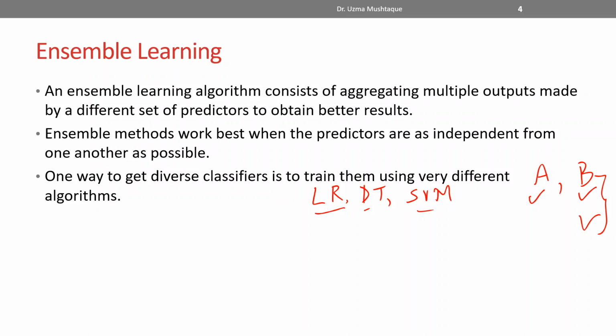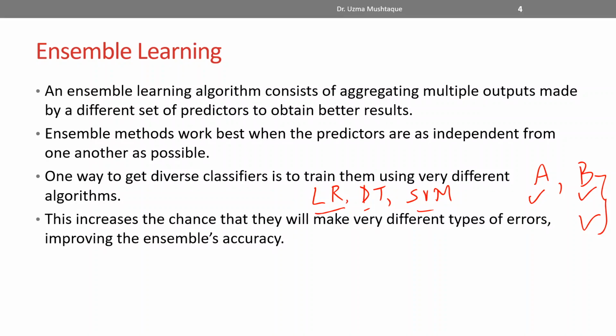And training them on different algorithms could be a solution to that, because this will increase the chances that we'll make different types of errors. Each algorithm has a different type of error associated with it, but the overall accuracy when we get this kind of an arrangement improves the overall ensemble's accuracy. So that's the general idea behind it, and I'm just giving a very basic notion about ensemble learning.